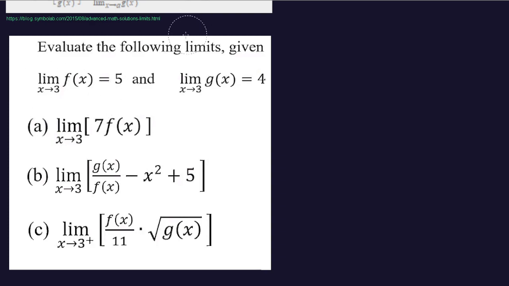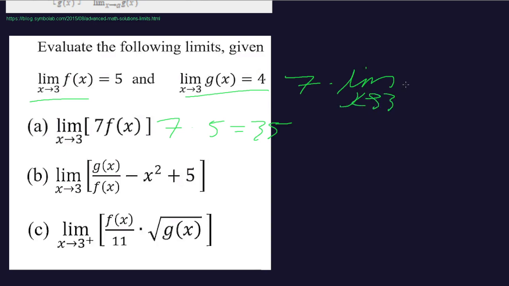If not, keep watching. So here we have the evaluation for each function with respect to their own limits, or with respect to the limit of f of x as x approaches 3. Okay, so here it is simple. We have 7 times 5, or 35. The reason why is 7 times the limit. Oh, that's a horrendous limit. Let me redo it again. The limit as x approaches 3 of f of x will equal 5, which is the same thing as this.